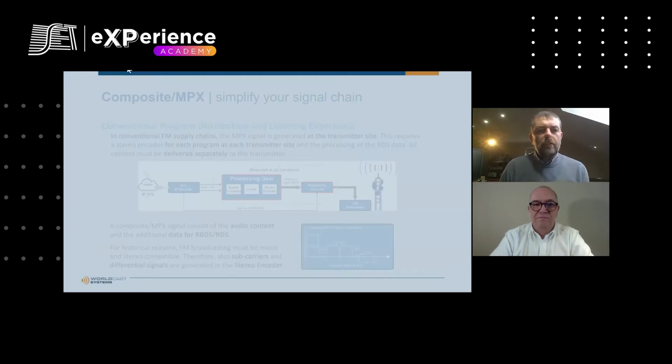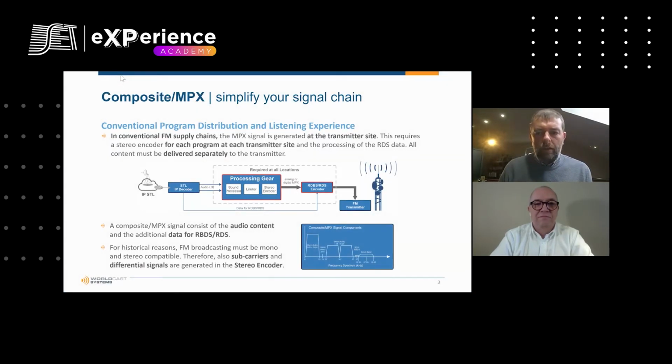MPX, why? Well, basically, we've had composite MPX around for a number of years, mostly in the analog form and mostly over microwave. So 950 megahertz has been a very popular microwave transmission method for analog MPX. But laterally in the last number of years, we've had a standard, AES192, for digital MPX. So this has allowed us to reposition some of the components in the FM broadcast chain.